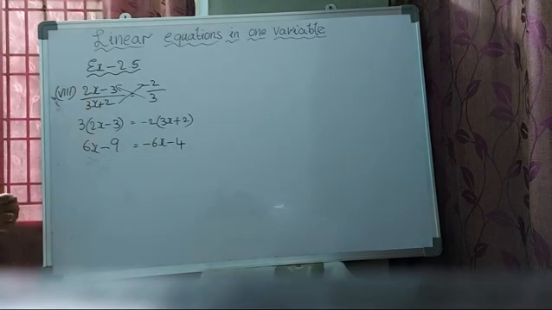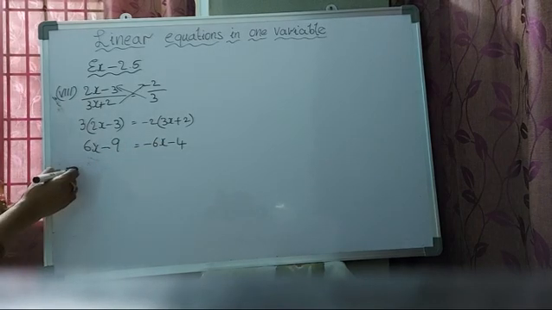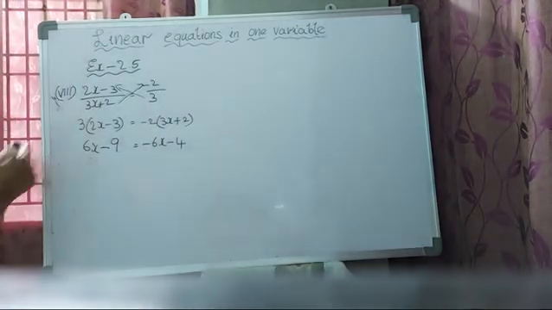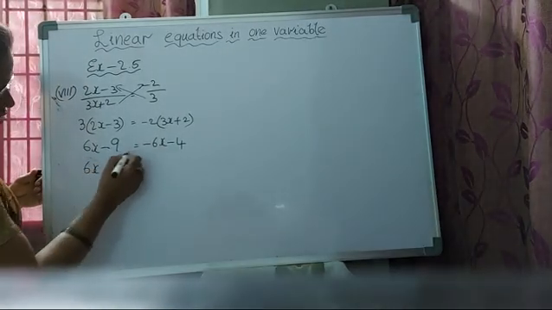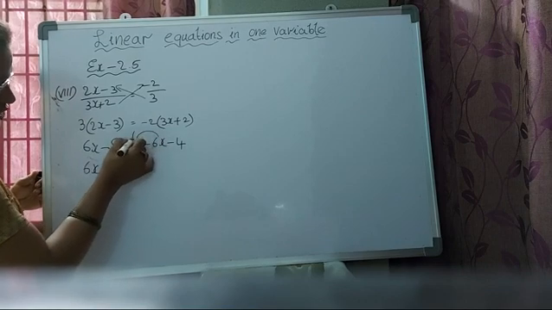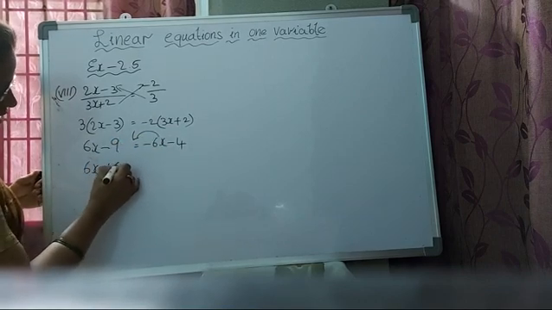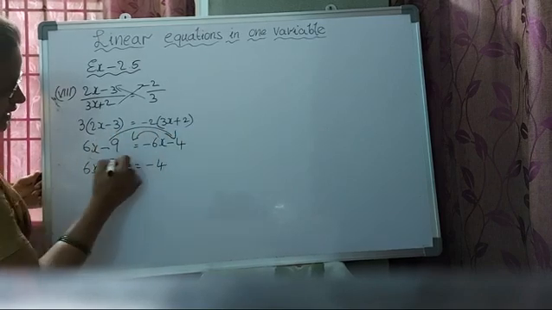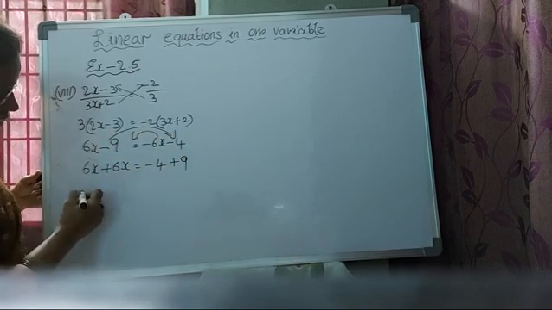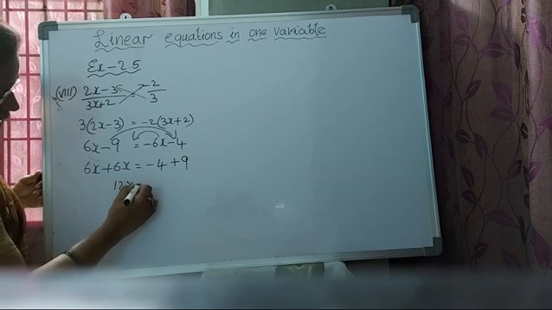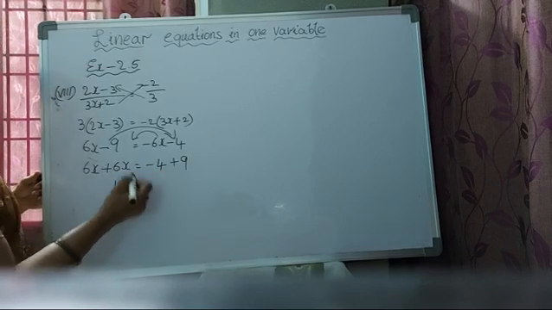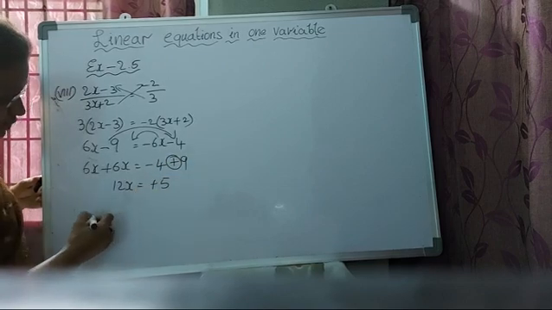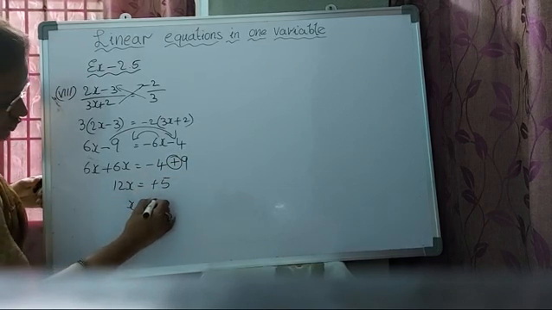All the variable terms you transpose to the left hand side. All the constant terms you transpose to the right hand side. 6x minus 6x, if you transpose it to the left hand side, plus 6x. Here minus 4, if you transpose minus 9 to the right hand side, it becomes plus 9. So 6x plus 6x is 12x. Different symbols means subtraction. 9 minus 4 is 5. Before the bigger number plus is there, so put plus. x is equal to 5.